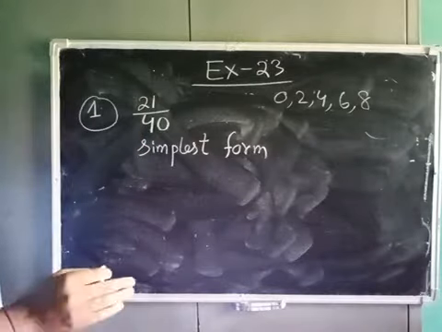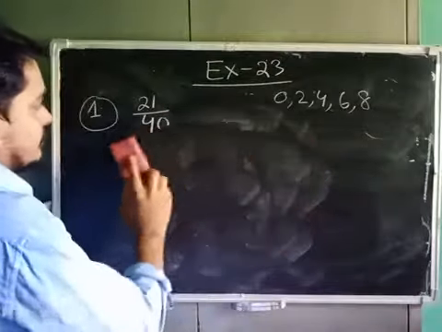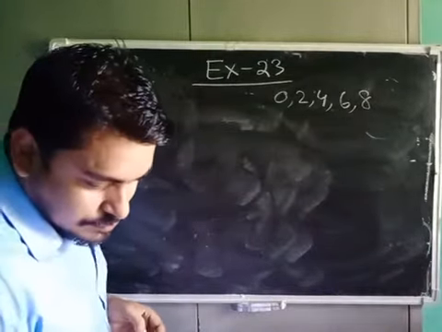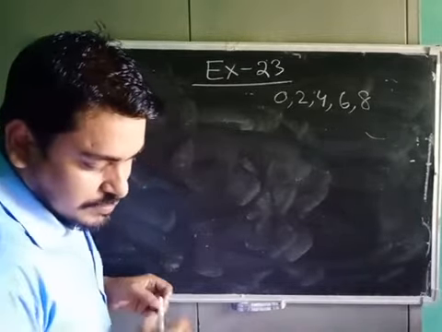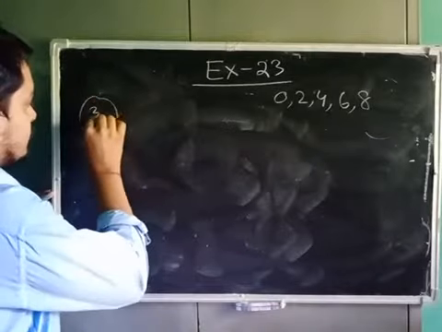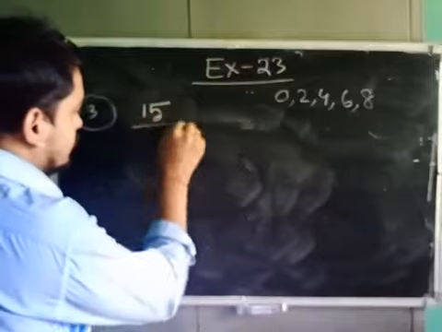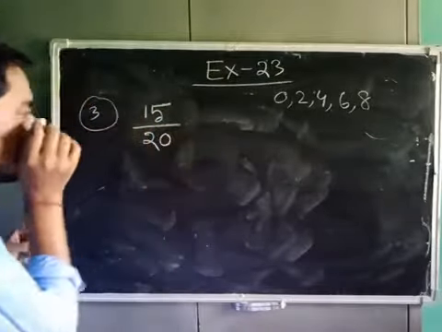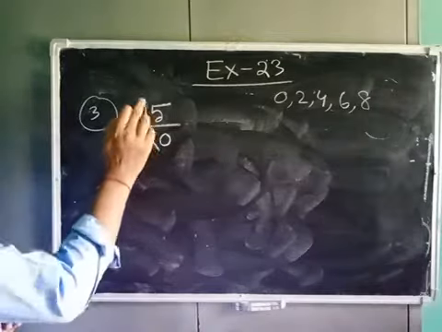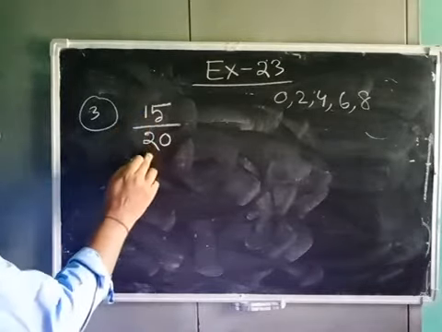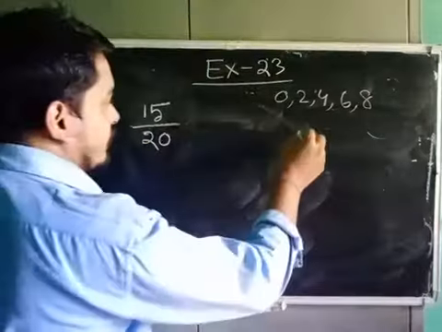Understand? You have to think more and more. Then after that, your mathematical skill will be improved. So 24 by 35, 15 by 20. Number 3, you see, 15 by 20. So you just see, here we have 15, here we have 20. So is there any number which can divide both the numbers? Yeah, there is a number, that is number 5.